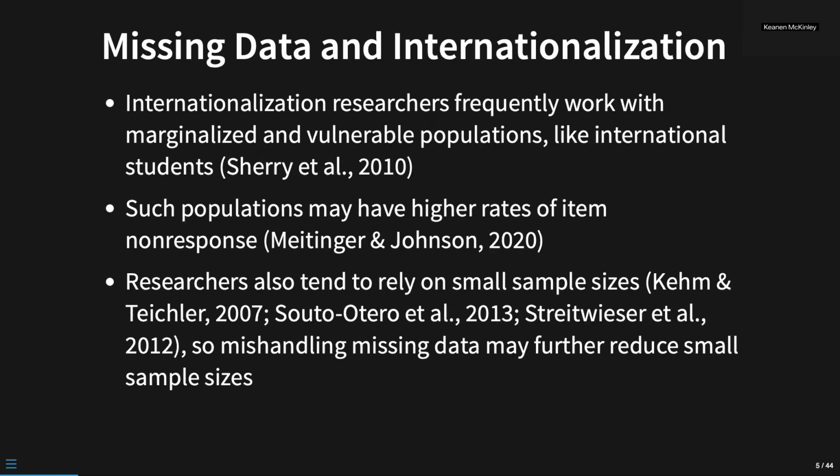It's especially important within internationalization research and for researchers working with international students, because some of these populations, being careful to use these terms, might be part of populations considered marginalized or vulnerable. Such populations have higher rates of item non-response. And more specific to internationalization research, researchers have noted that we're often working with smaller sample sizes, so mishandling missing data can reduce those sample sizes to even smaller ones.